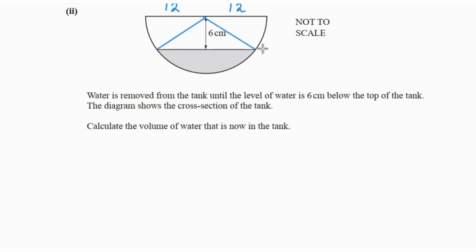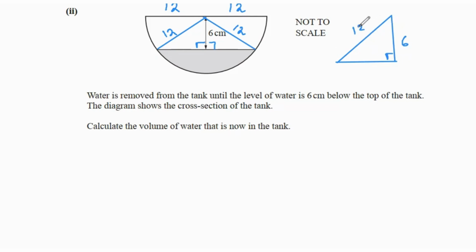Similarly, this is also the radius because we're going from the center towards the circumference. Hence, this is also 12 and this is also 12. This is a right angle triangle over here. If I make this right angle triangle separately outside, this is 6, this is 12, this is 90. So if you notice, this is a right angle triangle.